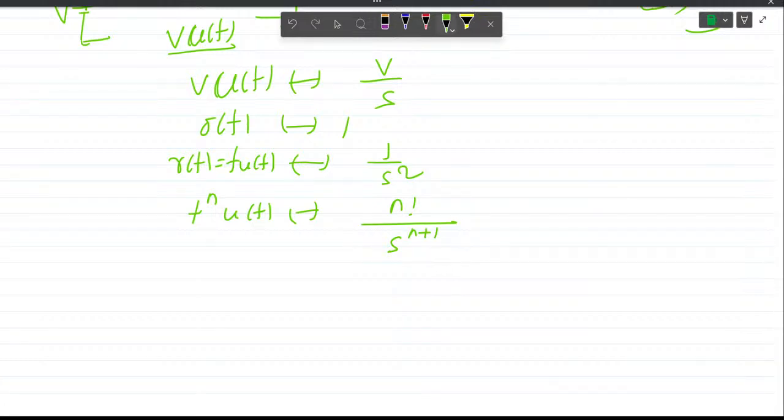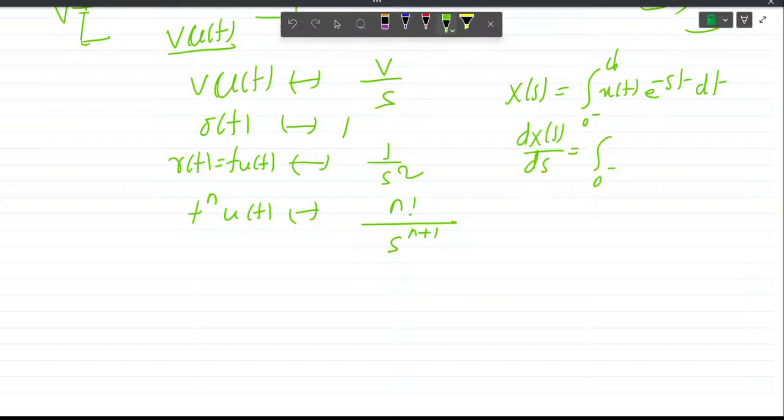The definition of the Laplace transform was like this: X(s) is the integral from 0 minus to infinity of x(t) e to the power minus st dt. Now we differentiate with respect to s. dX(s)/ds is equal to, because it is integration over time, you can easily differentiate. When I differentiate with respect to s, I get minus t e to the power minus st dt.